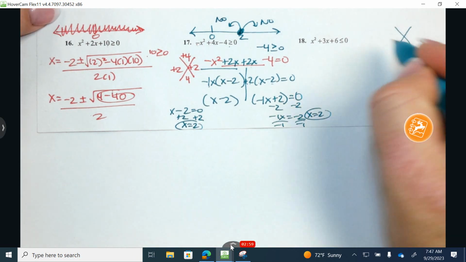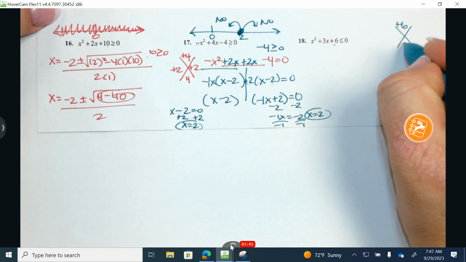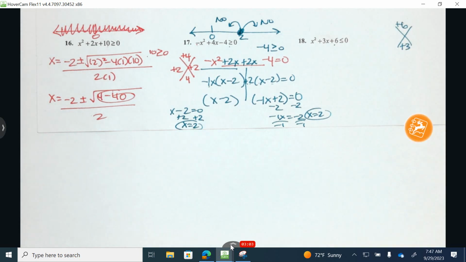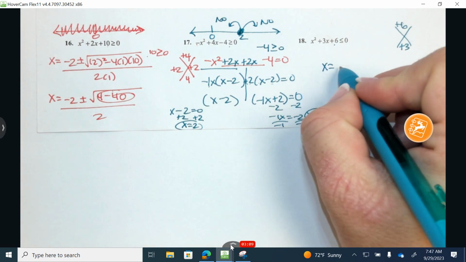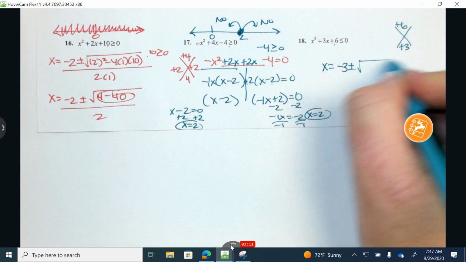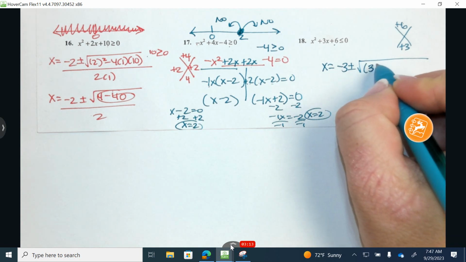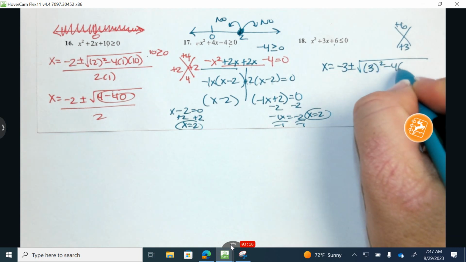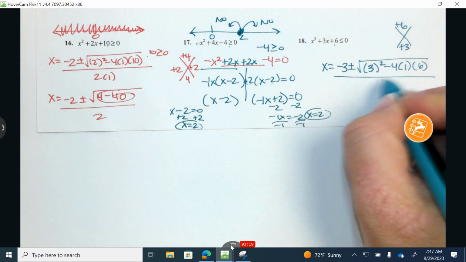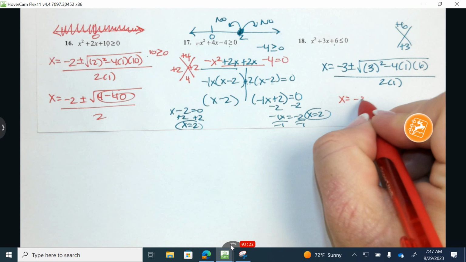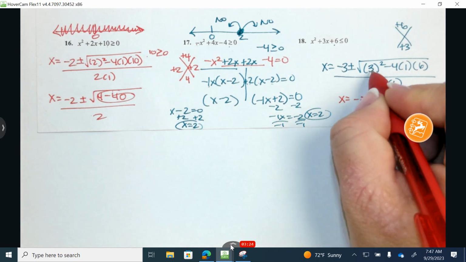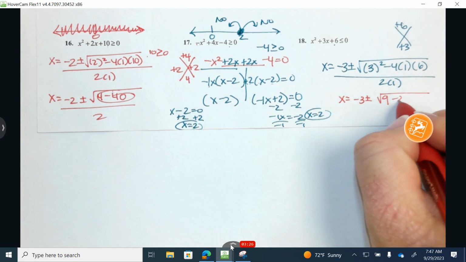Let's go on here and see if we can factor and solve. What multiplies to give you 6 and combines to give you 3? You can't do it. So we're going to go ahead then, and we'll go back here, and we'll use the quadratic formula. -b plus or minus the square root of b squared minus 4ac all over 2a. Okay, x equals -3 plus or minus the square root of, and I have 9 minus 24.